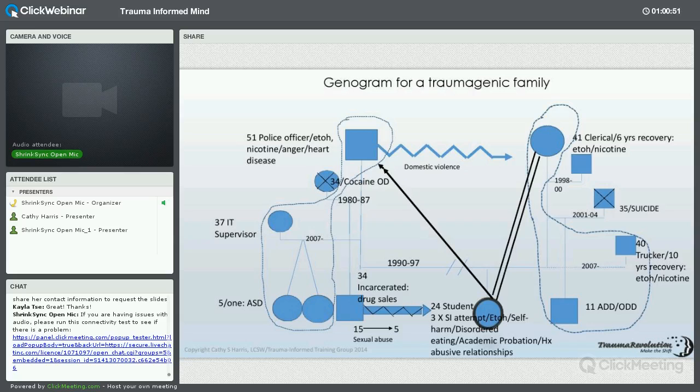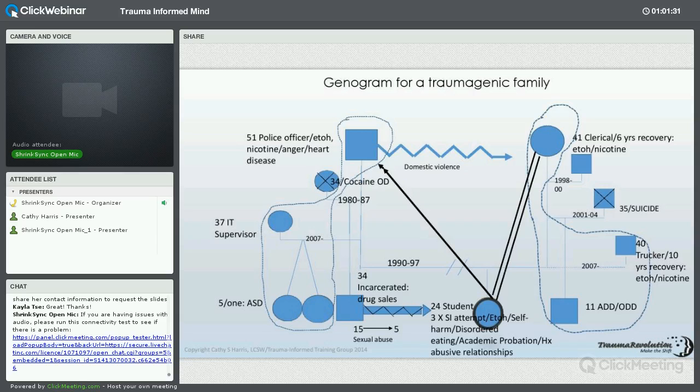So let's look at her family. Her mother and father were married for 7 years. They divorced in '97. There was domestic violence from the father onto the mother. The father was a police officer, dealt with alcoholism, cigarette smoking, a lot of anger, and early heart disease. The mother works in the clerical field. She's been in recovery from alcoholism for 6 years at the time of the student coming to you. She's been married 2 more times, and one of those husbands completed suicide.